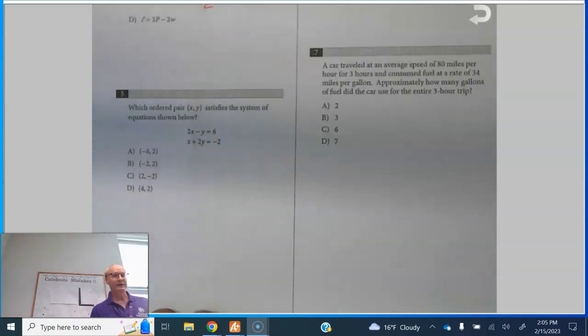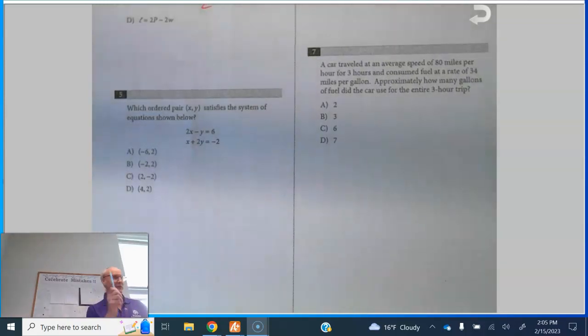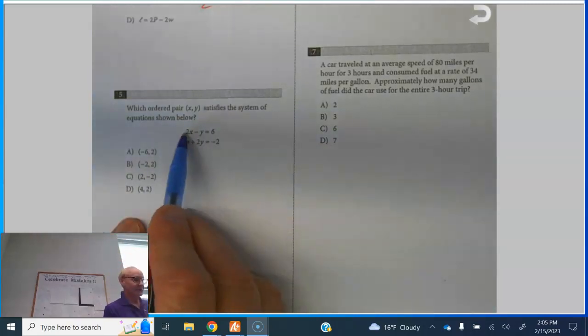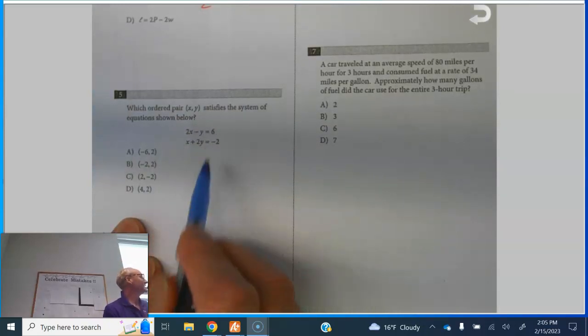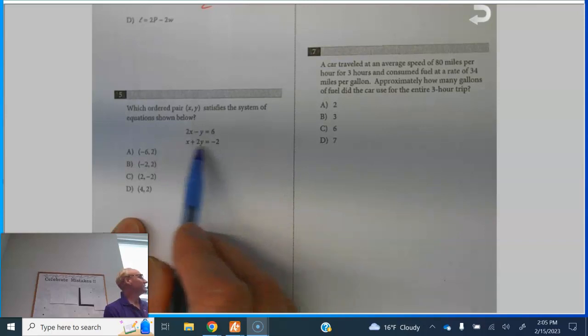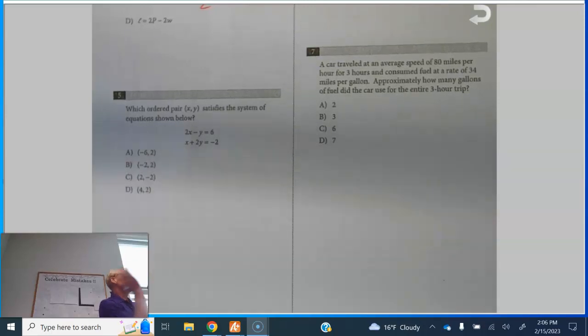I really, really love number 5. How many people know how to solve this system? Okay, a few. Most people are going to get lost. The way you solve this, multiply the top equation by 2 and add them together and it'll get rid of the y's. Or you multiply the bottom equation by -2 and add them together and get rid of the x's. But you don't have to do any of that. All you have to do is figure out which one makes them both true.